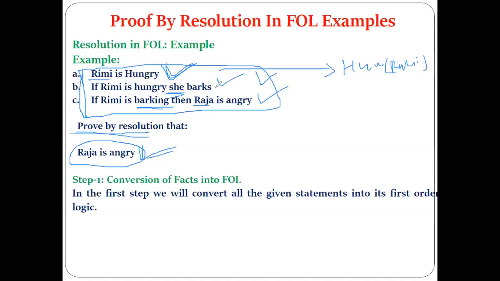Correct. Second statement: if Remy is hungry, she barks. So for this, what will be the logic? Hungry is the predicate. Another predicate is what? Barks. So which logical connective do we have to use here? Read the statement carefully: if Remy is hungry, she barks. Implies.